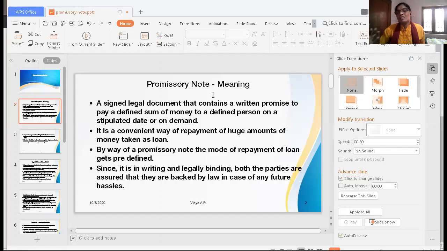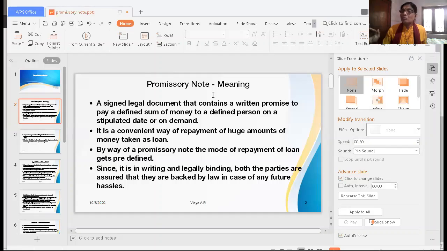So what are the ingredients? What is this? It's a signed legal document. Somebody has to sign it. And what is contained in it, which is given as facts to you. There is a written promise by one person to another, and a defined sum of money is clearly given, 25,000 rupees. That's the amount which is given in that question.